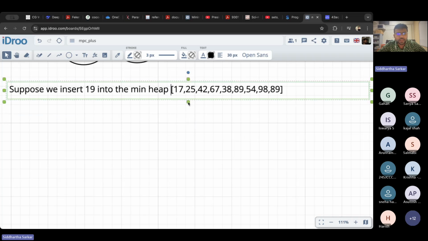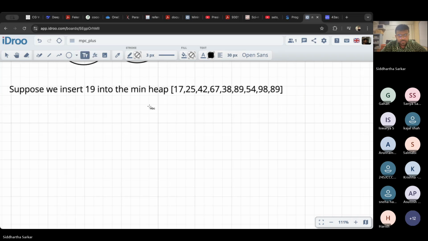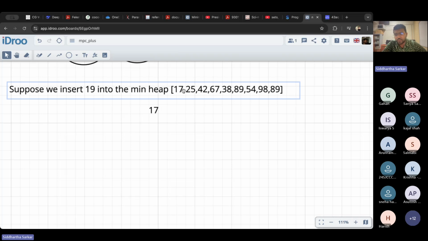Yeah, I think this is large enough. All right. So we have a min heap. So the minimum element is at the root. So what is the minimum element? 17. 17 is at the root. So I will draw it. So here is 17. And in the list representation of the heap, 17 is followed by 25.